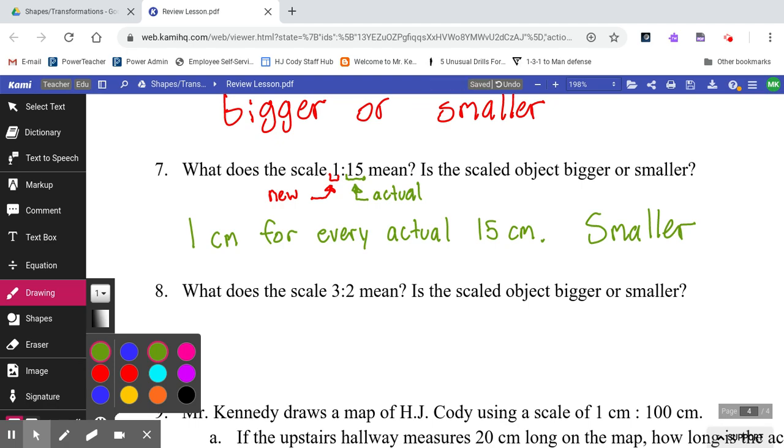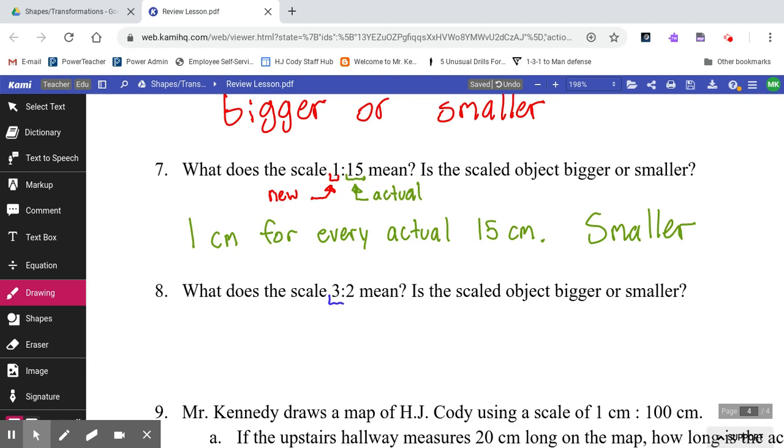If I look at my second ratio down here, this means that for every 2, I'm going to draw 3. So I'm going to draw 3 centimeters or make 3 centimeters for every actual 2 centimeters. That means this image is getting bigger.